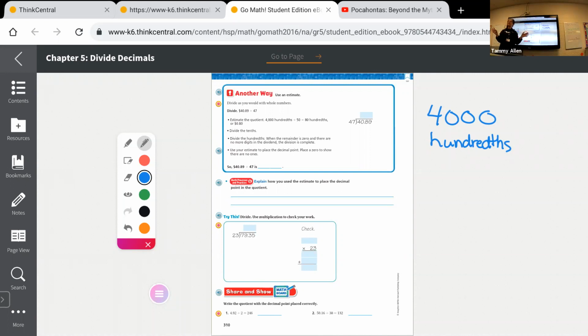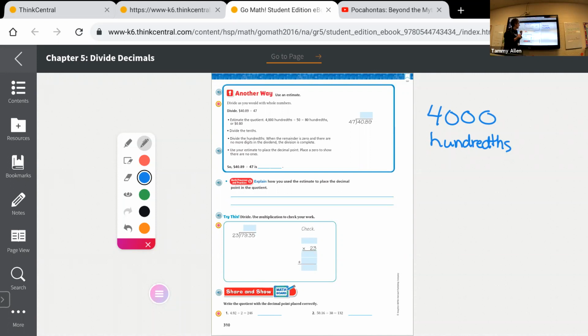Do you have a question on why? I was going to say why, but if it's 100, the decimal point would go to the left. Yes. And that was $40.89 there. Does everybody understand that? Okay.